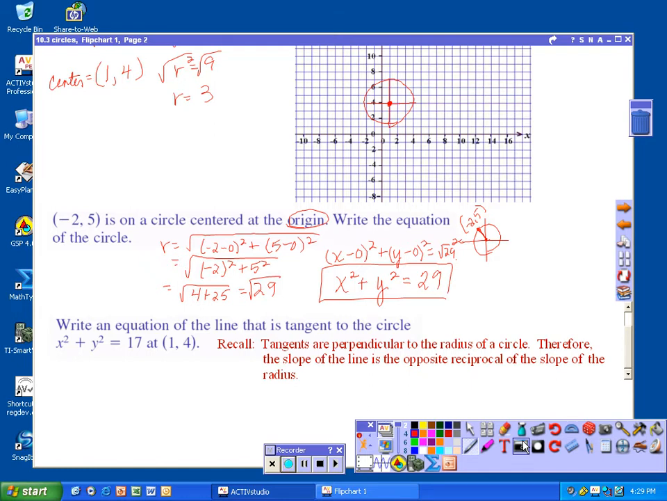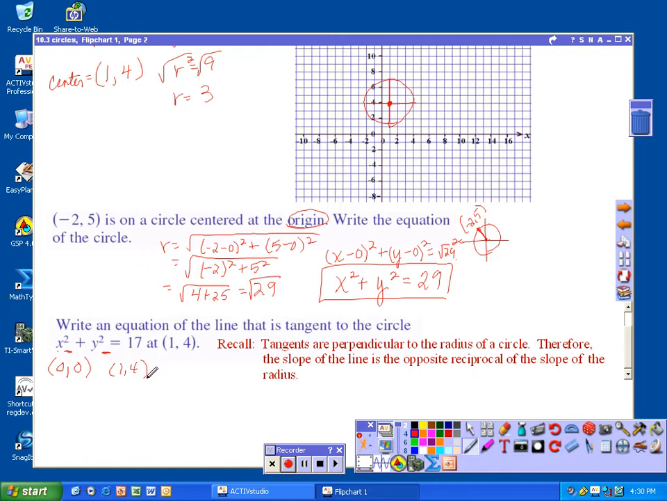Now we want the equation of a line that would be tangent to a given circle. If you recall, tangents are perpendicular to the radius at the point of tangency. Therefore, the slope of a tangent will be the opposite reciprocal of the slope of the radius. Once again, if we look at this equation, x squared plus y squared equals 17, that's my circle. There is no h, there is no k, so that makes my center (0, 0). I am tangent at this point (1, 4).